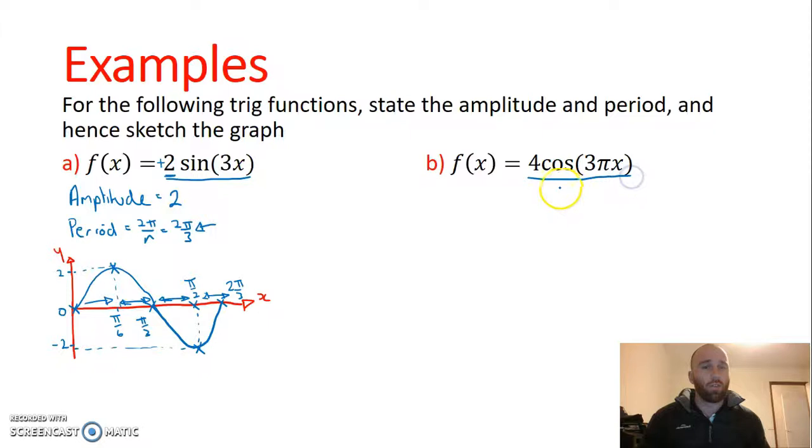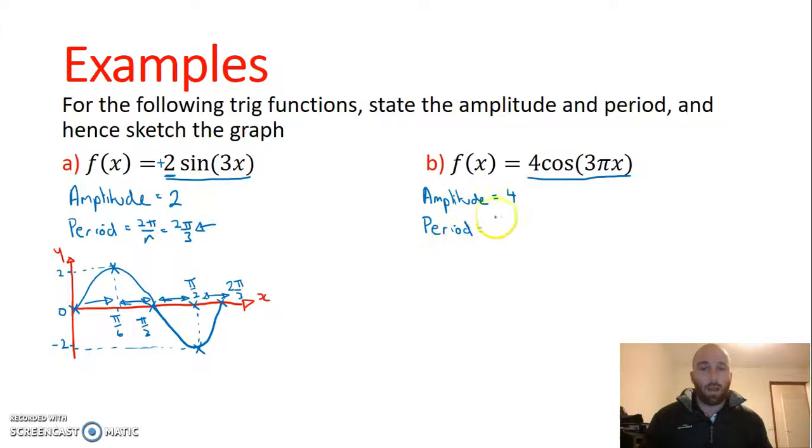So 4 cos 3 pi x. What we're going to do is our amplitude. Amplitude is equal to 4. Hopefully everyone, while I'm mentioning this, is writing this in their book. The beauty of a YouTube video is you can always trace back and just highlight the sections. I've also put the slides on Compass, so that might be a bit of a help.